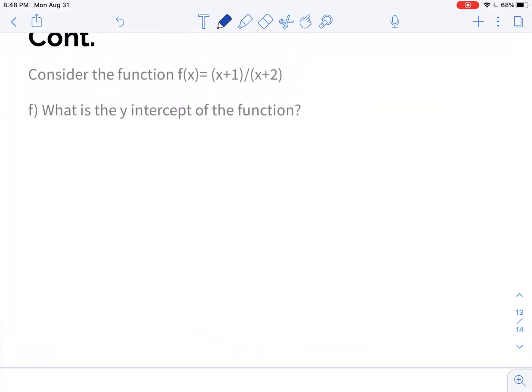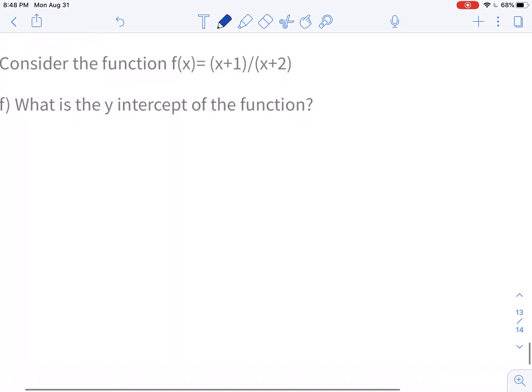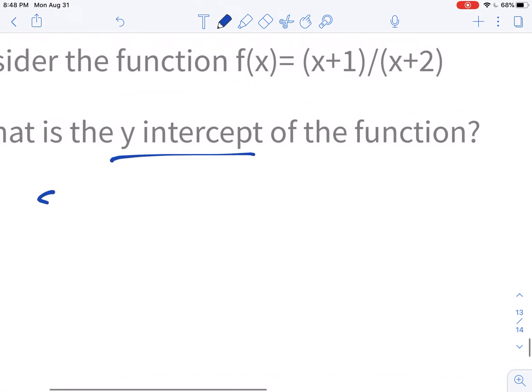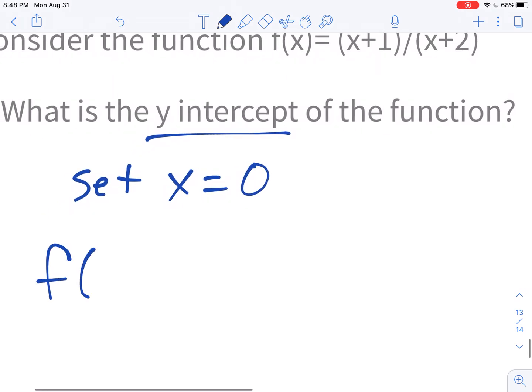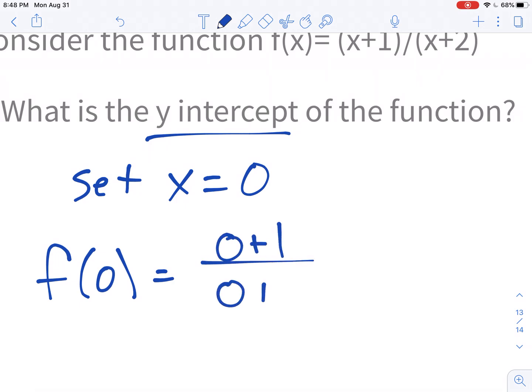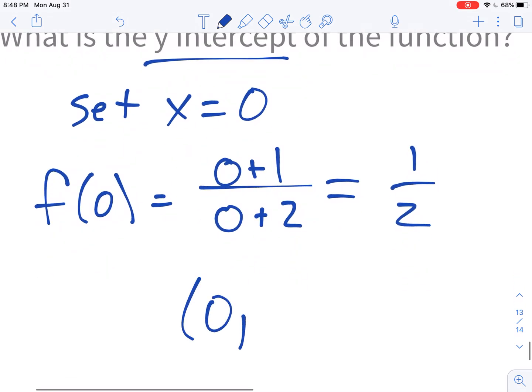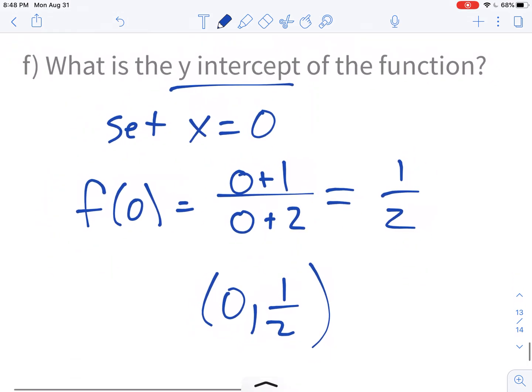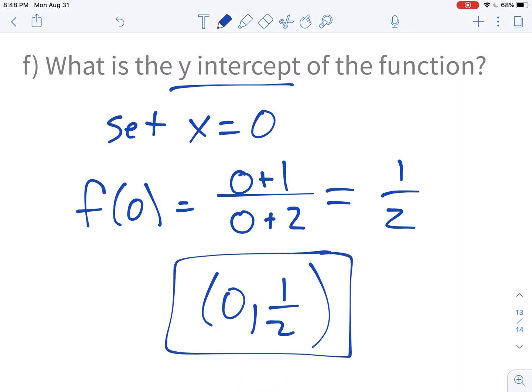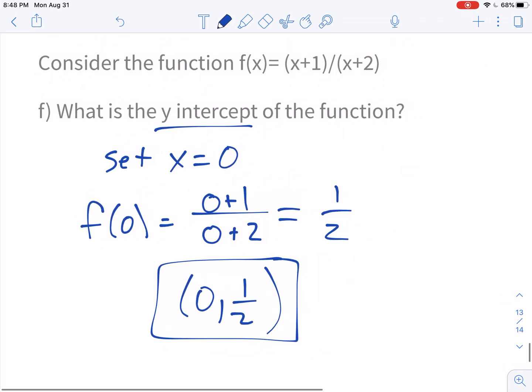Now finally, what is the y-intercept of the function? This one's really simple. Whenever you have the y-intercept, you set x equal to 0. So this is the exact same thing as saying, what is f of 0? You plug 0 into your function, 0 plus 1 over 0 plus 2. That's equal to 1/2. So your y-intercept is 0, 1/2. Whenever you're asked to find your y-intercept, you plug in 0 for x. That's something that we learned in Algebra 1, something that you've continued in Algebra 2. So whenever you see the words y-intercept, plug in 0. It's really easy, really straightforward.